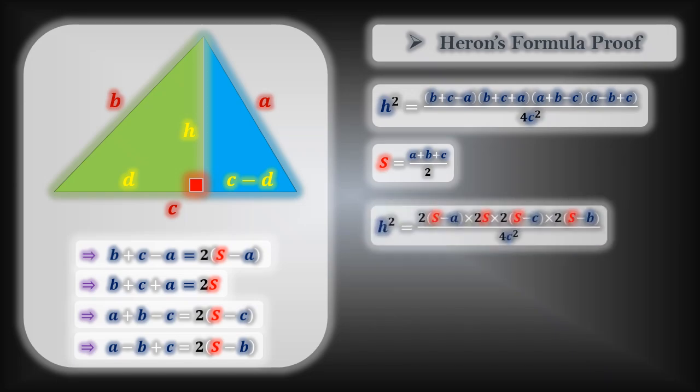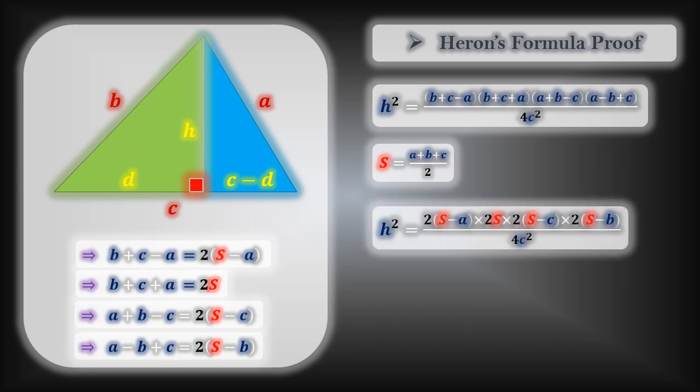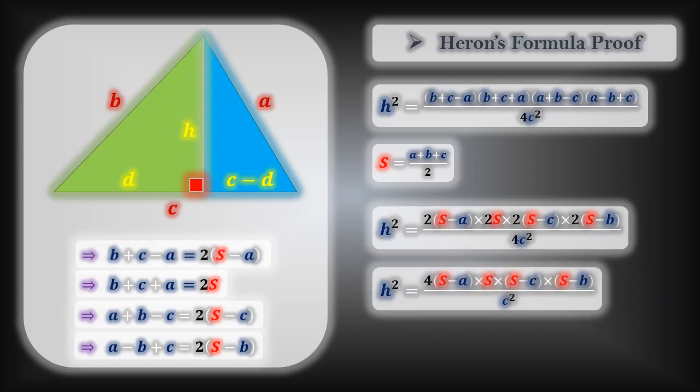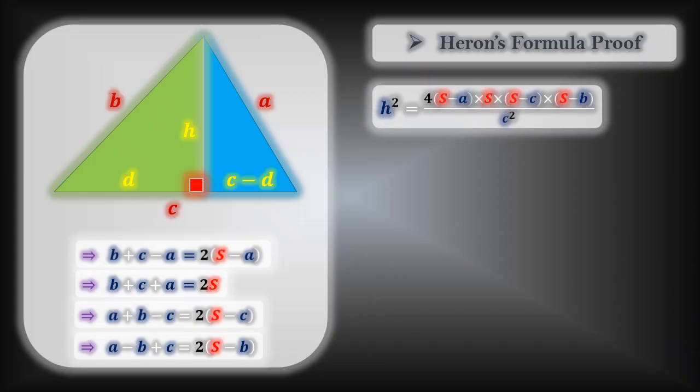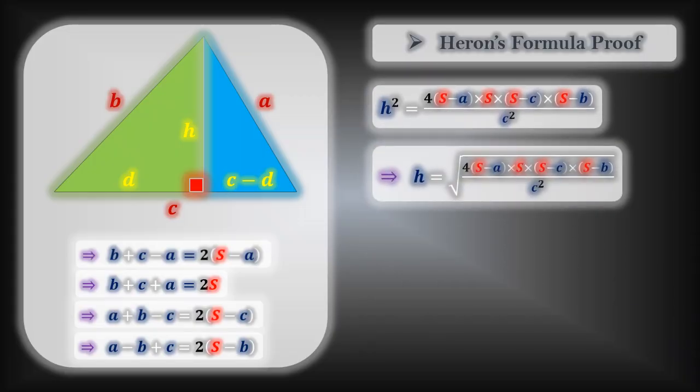Substituting these expressions into the formula for h squared gives h raised to the power of 2 is equal to 2 multiplied by (s minus a) multiplied by 2 times s times 2 multiplied by (s minus c) times 2 multiplied by (s minus b), all divided by 4 multiplied by c squared. Reducing this fraction gives h squared is equal to 4 multiplied by s times (s minus a) multiplied by (s minus b) times (s minus c), all divided by c raised to the power of 2. Therefore, h is equal to the square root of 4 multiplied by s times (s minus a) multiplied by (s minus b) times (s minus c), all divided by c squared.